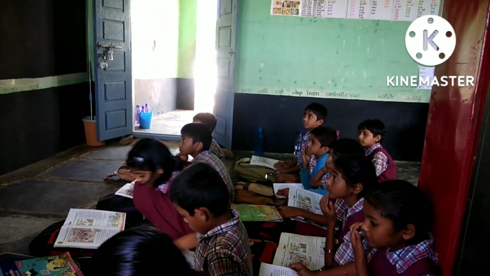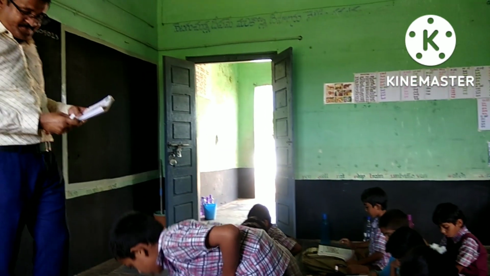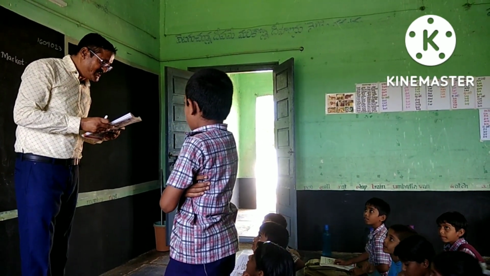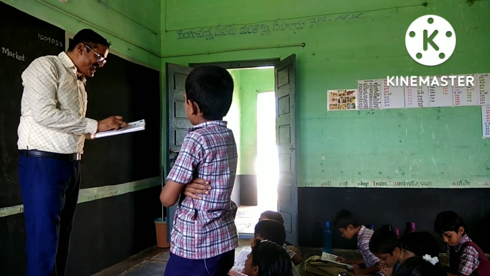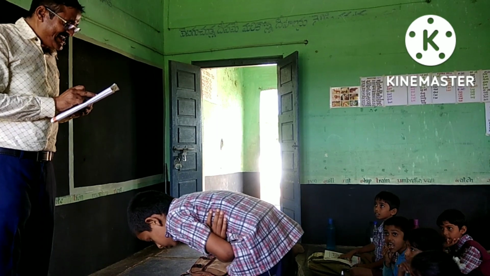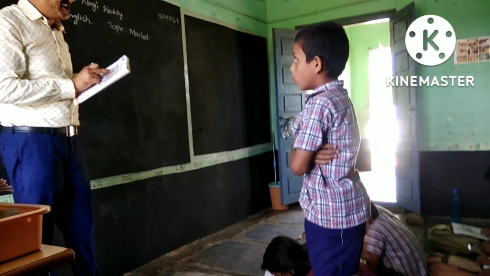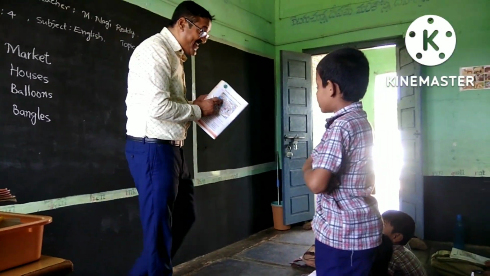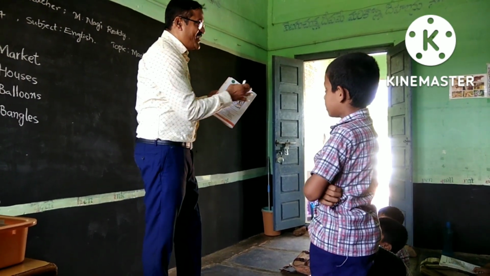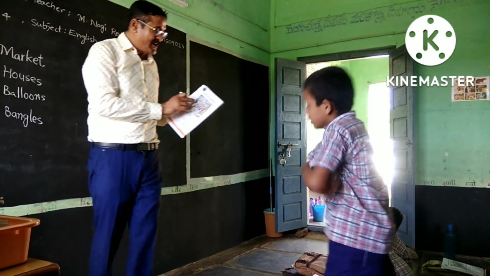Next. Ishwar, tell me one thing. What do you see? Where is the umbrella? Which color is it? White. What is the color of the umbrella? Is it blue? White color. See that? It is a shaded color. But our umbrellas are mostly black in color. This color umbrella is shaded. Okay? Umbrella. What is this? Umbrella.